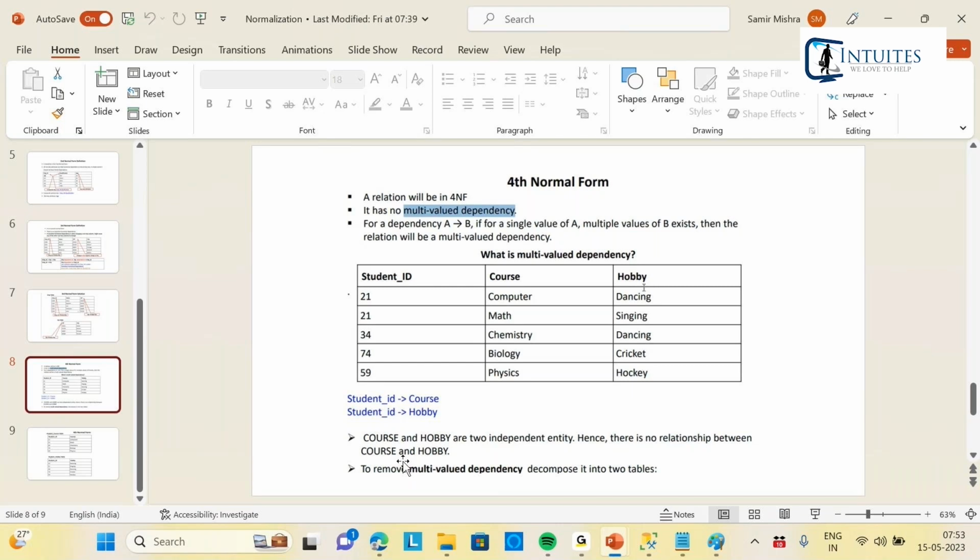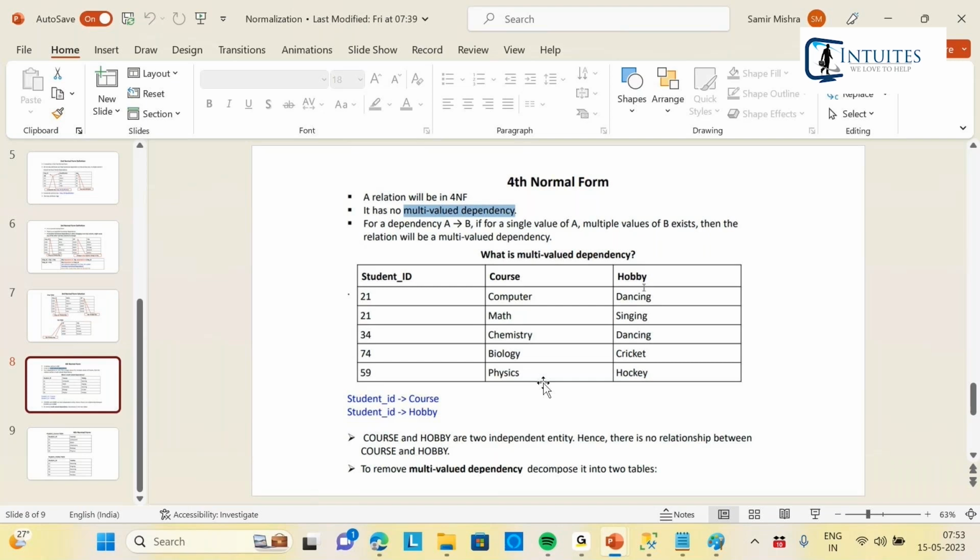Actually, there is none unless it is tied up with the student or tied up with an employee. Any employee can enroll for a course. They do have hobbies, but to compare hobbies and courses in a single unit, there is no relation. So fourth normal form says that please remove the multi-value dependencies which are not related to each other. Please move them. Don't keep them in a single table. All these things.